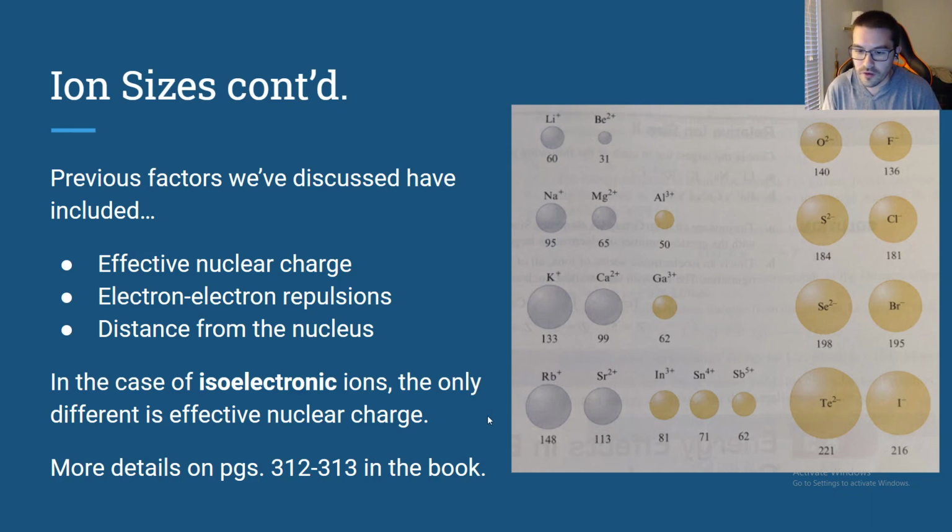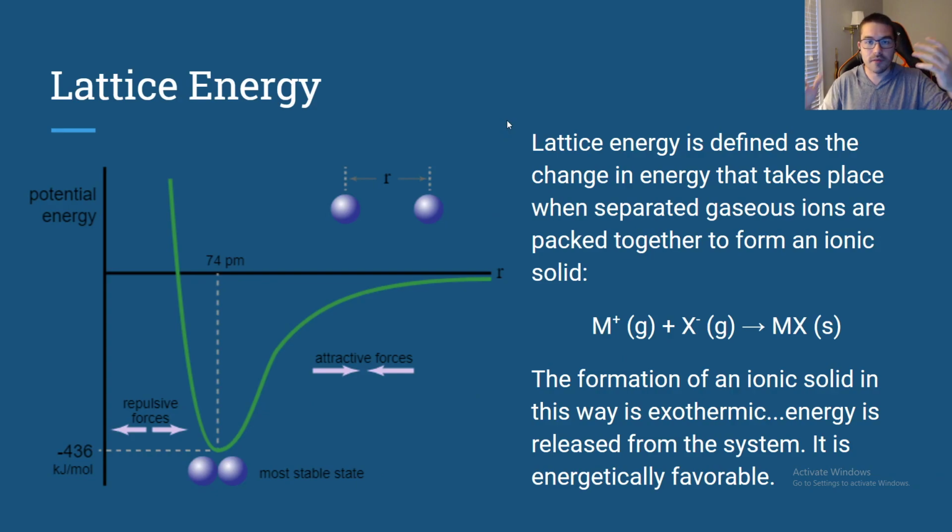Okay? And that really does sort of hold true throughout the periodic table, as long as you're talking about isoelectronic ions, ions that all have the same number of electrons. Okay, so that's ion sizes for you. We're going to also spend some time today talking about lattice energy.